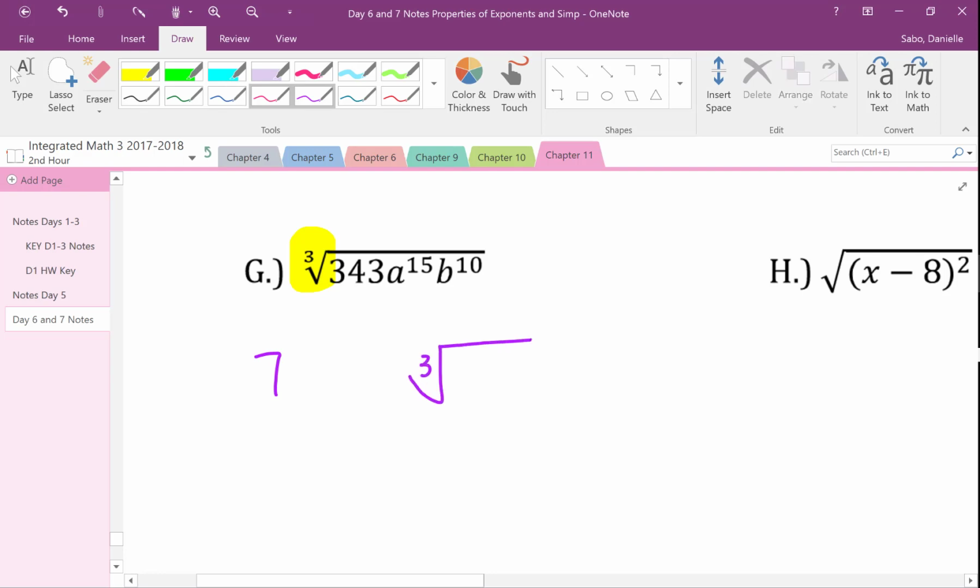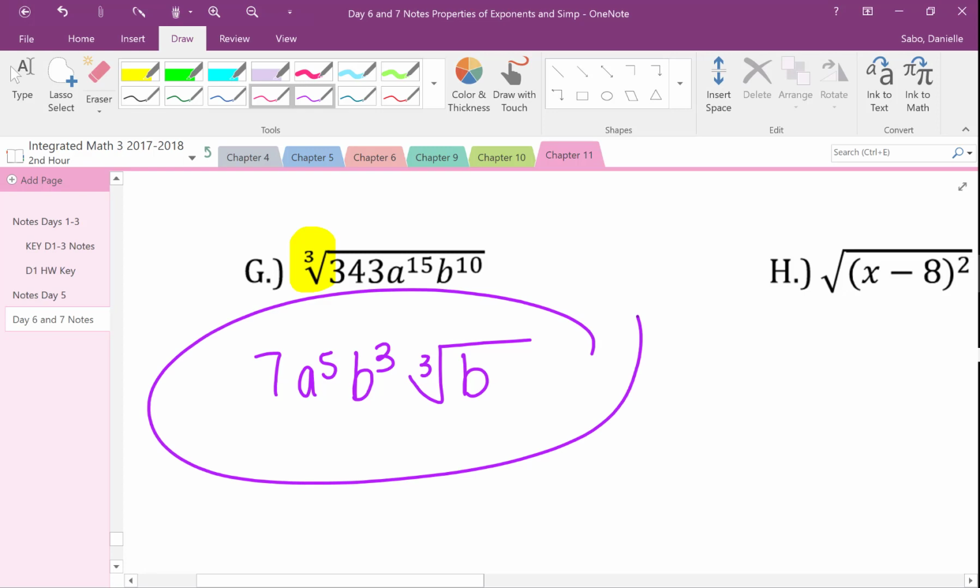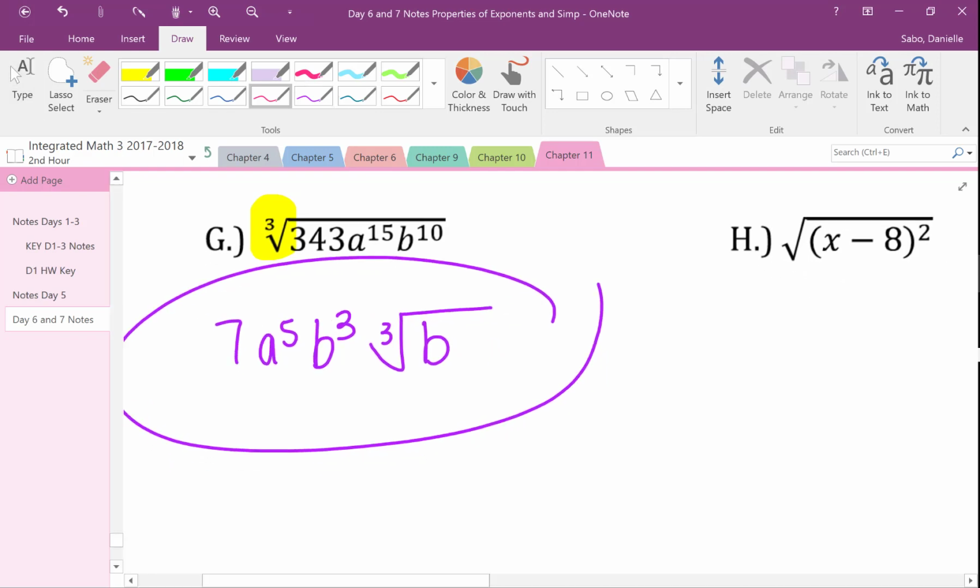Here we go. How many times does 3 go into 15? 5. So I have A to the 5th. How many times does 3 go into 10? 3 times. With 1 left over. Very good. I don't need absolute values because I have an odd index to start off with. Think. 3 times 3 is 9, but I need 10. That's why there's 1 left over. Okay? This one.